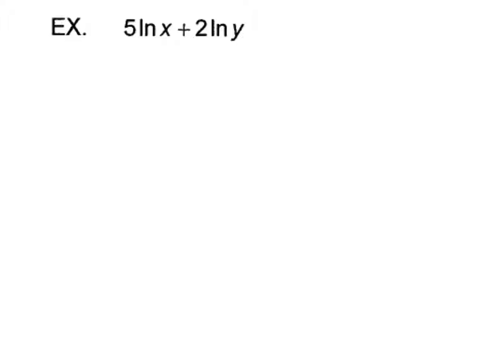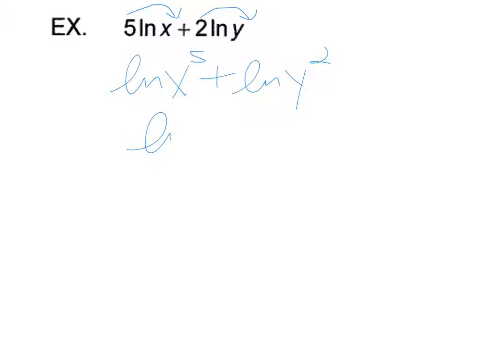5 natural log x plus 2 natural log y. If there are numbers in front, the first thing to do is put them back as exponents if you're condensing. So natural log of x to the 5th plus natural log y squared. And then I have addition, which condenses to multiplication, so I have to multiply natural log of x to the 5th times y squared. Again, we have numbers in front. Those should all go back to being exponents.